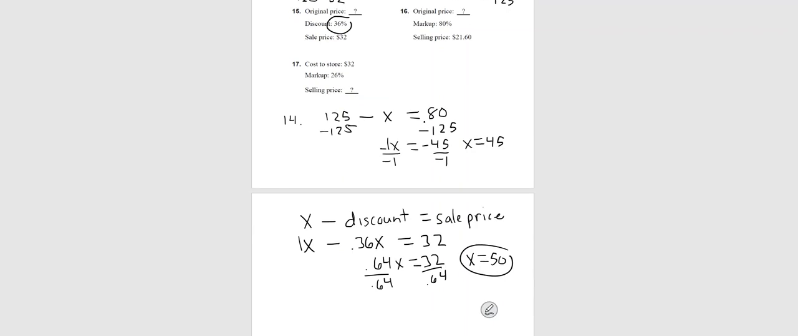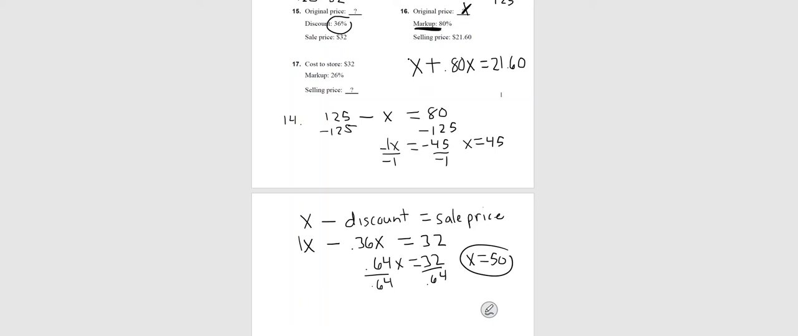Okay, let's go ahead and look at number 16. 16 is another one of those ones where we're finding the original price. So if we call the original price X, this time we're doing a markup. So to do a markup, we're going to have to add 80% of whatever the original price is. And since we don't know it, we're going to call that X. Okay, so the original price plus 80% of the original price is going to give us our sales price.